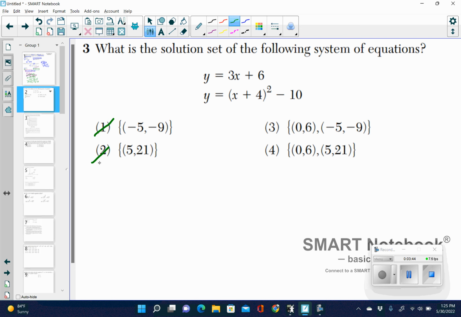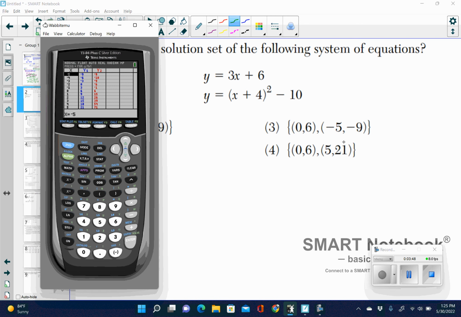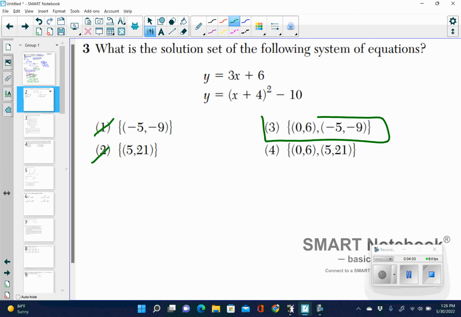This is a strategy that you should all be using, so it's between 3 and 4. And then if I go (5, 21), one of them is 21, but the other one is not. So that one is not it. And if I go to confirm (negative 5, negative 9), see the y1 and the y2 are the same. So that means that this is the correct answer. Okay. You could also do it algebraically. Ask me if you want to learn how to do that.